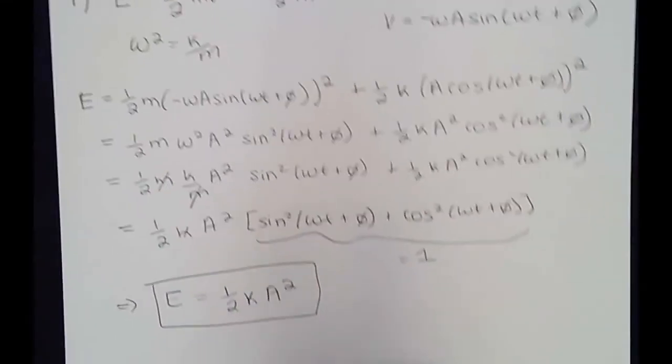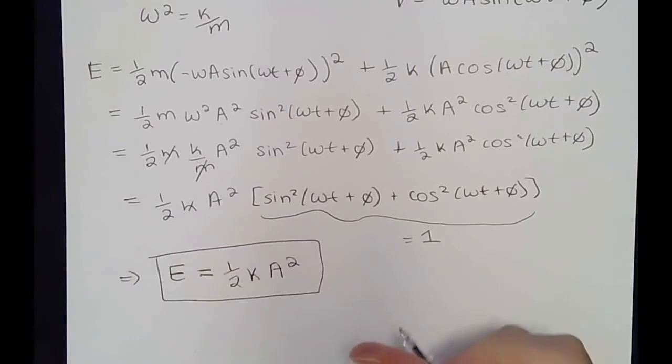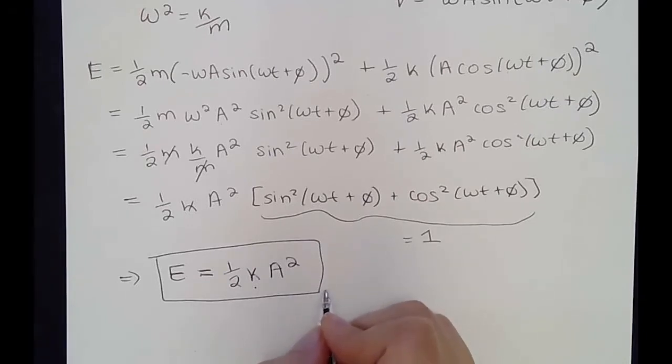And this is an important result because this gives us the total energy for the system. And this is a constant. We just have the spring constant k and then the amplitude a squared. So this is always true. At any point, the total energy of the system is equal to 1/2 ka squared.